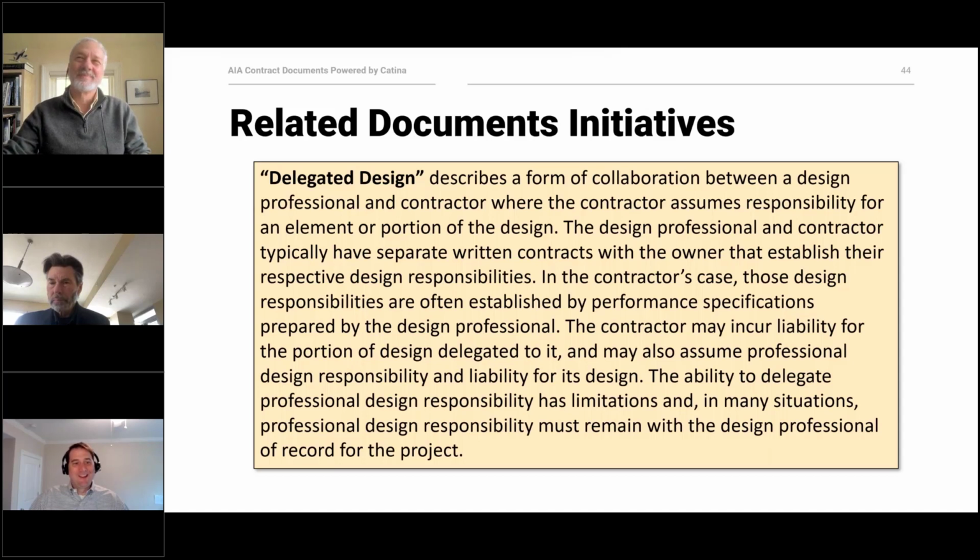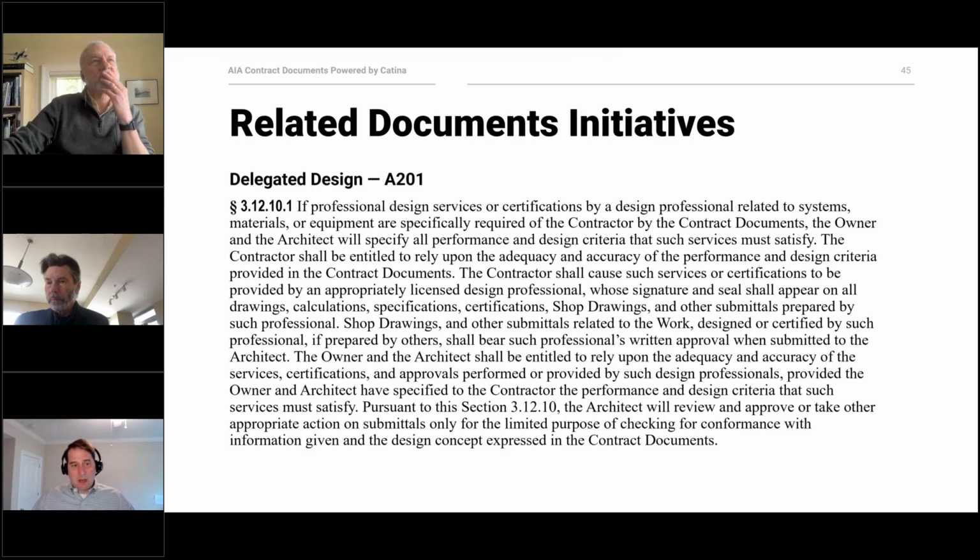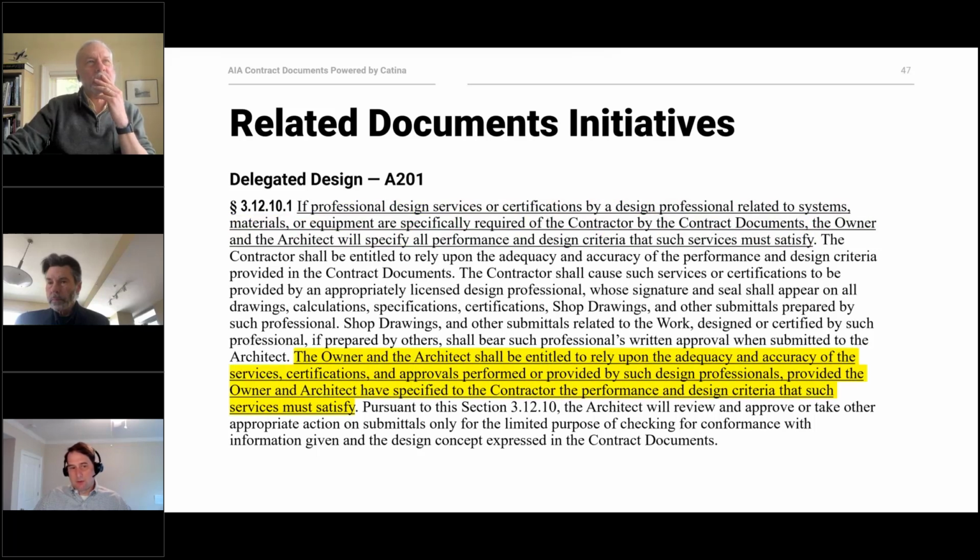Now that takes us to delegated design, which is the last stop on our collaboration spectrum. Everyone is probably familiar with delegated design. This is when you typically have contract documents developed by a designer, but there are elements of the project that are delegated to the contractor to complete the design. These are reflected in our standard A201 language. But again, somebody's got to be hired to provide those delegated design services, so we did do an agreement to reflect those standard services.